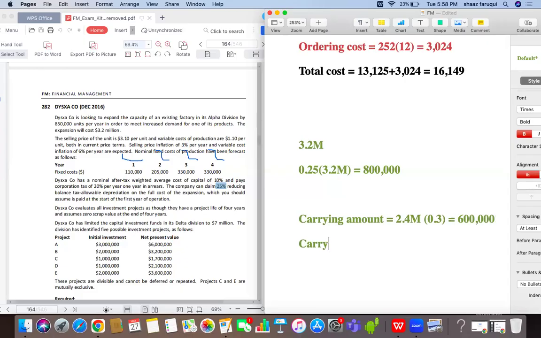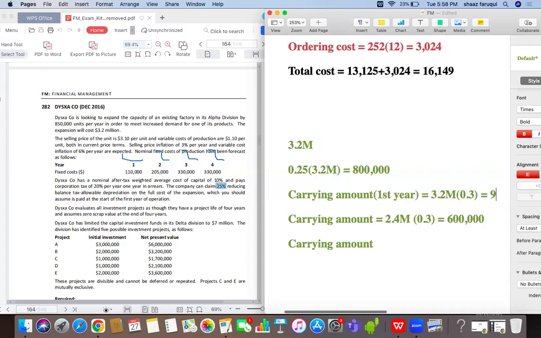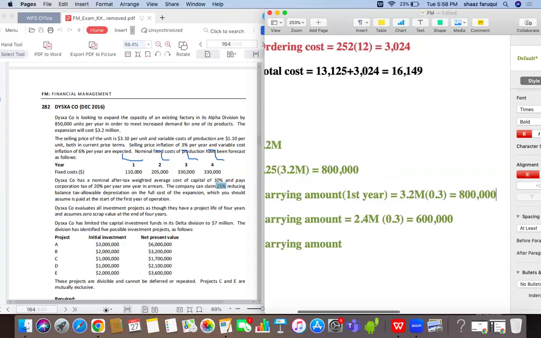Then the carrying amount will be, let me make it simple here. First year, from 3.2 million, there was a 25% depreciation, which is 800,000. Then from that, only 2.4 million was remaining. And there was a depreciation of 25%. So the second year depreciation is 600,000.